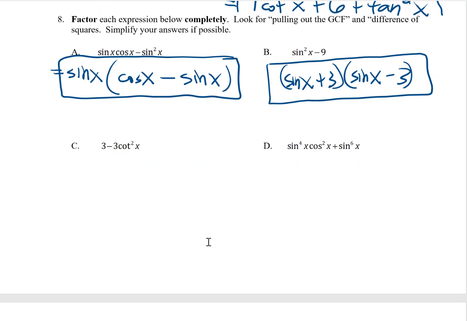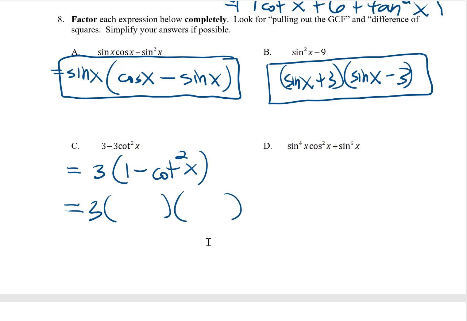Letter C, I do have a GCF of 3, leaving me with 1 minus cotangent squared x. Now remember, the goal here is to factor, and so what I see in that parentheses is another difference of squares. This one keeps going. It fits the A plus B, A minus B pattern. A would be 1, and B would be cotangent x. So 1 plus cotangent x and 1 minus cotangent x.